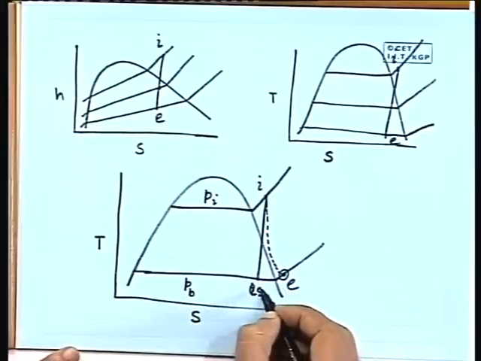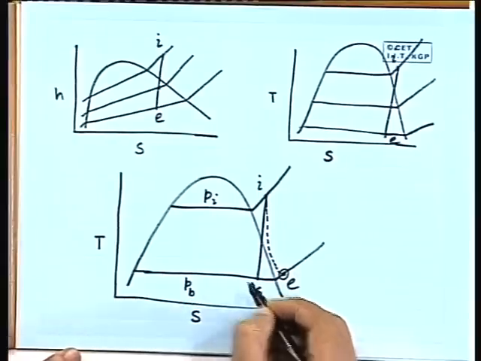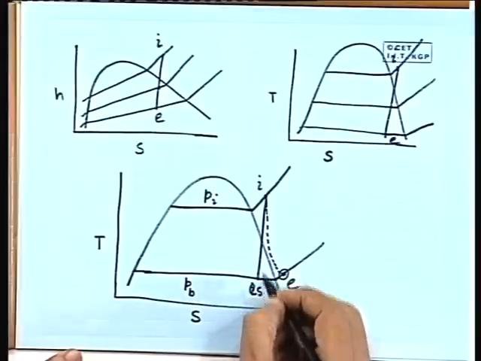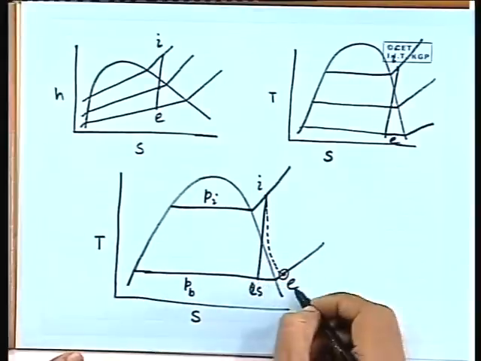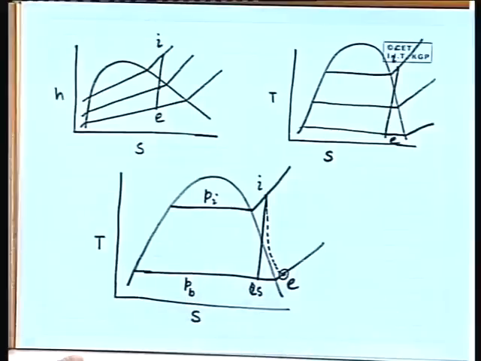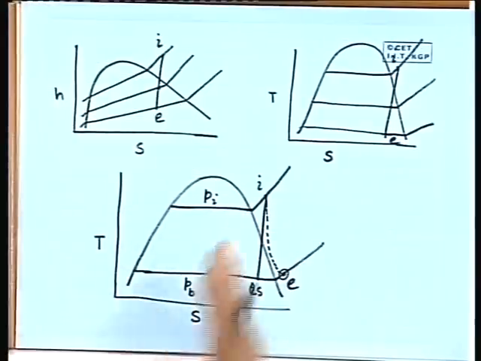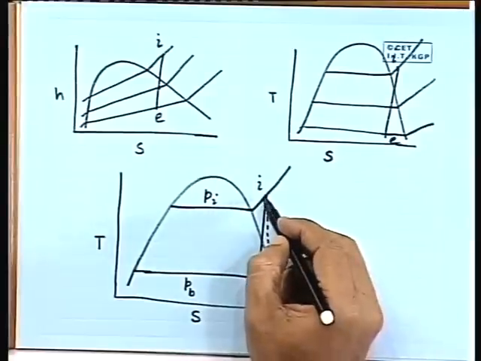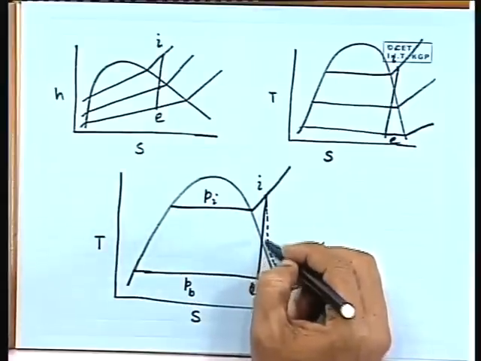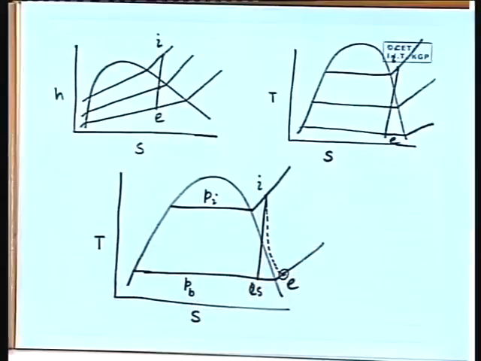So, E S represents the exit point if S, or entropy, remains constant throughout the process, and E is the exit point if there is irreversibility. So, actual expansion will take place along this dotted line. We generally give this dotted line because we do not know the actual path. We know the initial point, we know the final point, and by guess we have drawn the path between the initial and final points. That is why this is denoted by a dotted line.